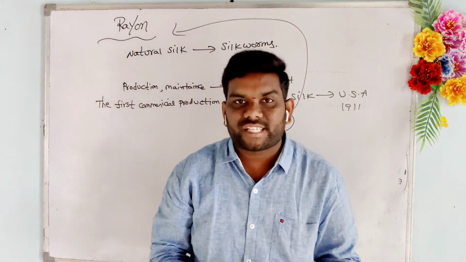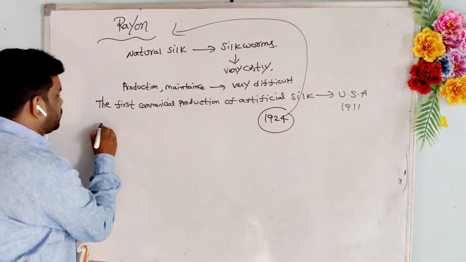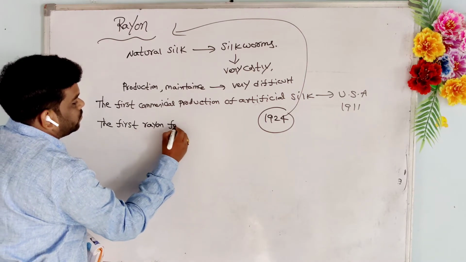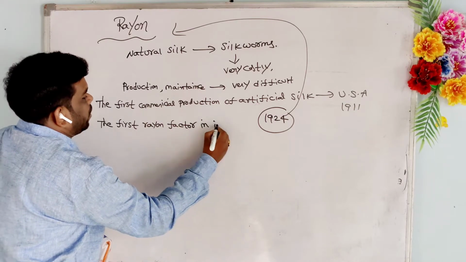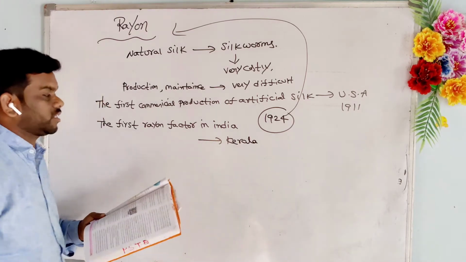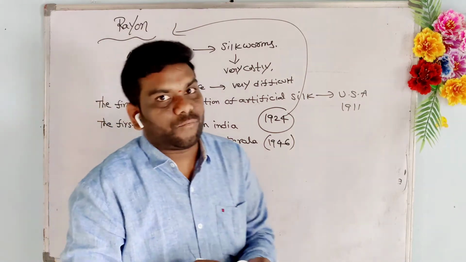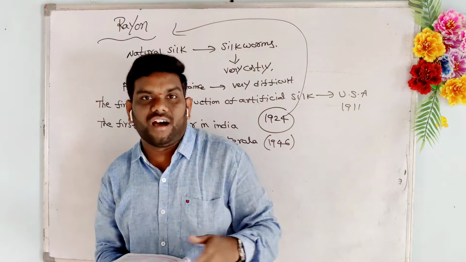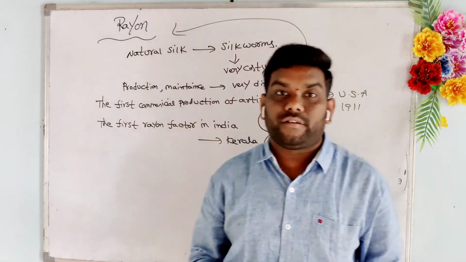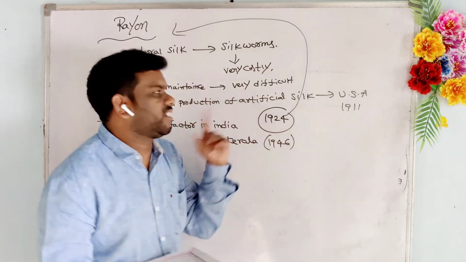So in this case, the first rayon factory in India was in Kerala. Yes, the first rayon factory in India. Where? In our India, in Kerala, it was established in 1946. The first rayon factory in India, in Kerala, 1946. It is very important. So what do we conclude in this topic? When was rayon named? 1924.